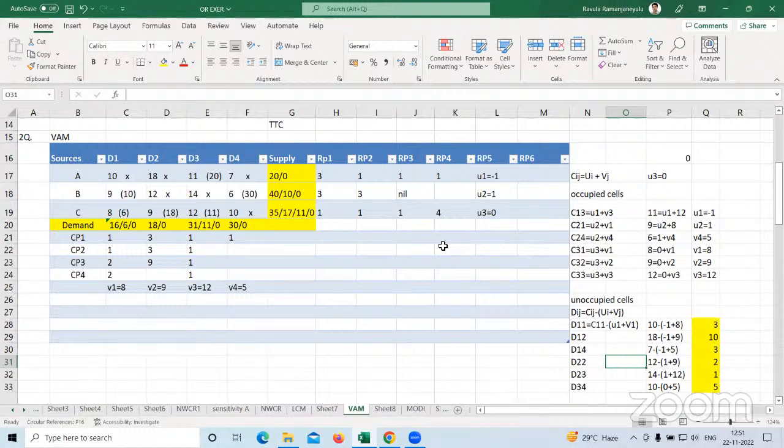Sometimes you may get all the rows with equal occupied cells, two cells each. Yes, you can assume anything. It is not mandatory that it be U3 only. It can be U1 or U2 or U3, assumed as 0 to find out all the other values.